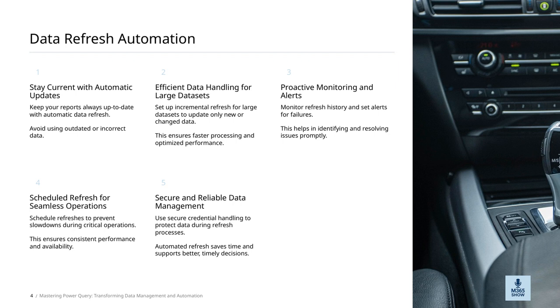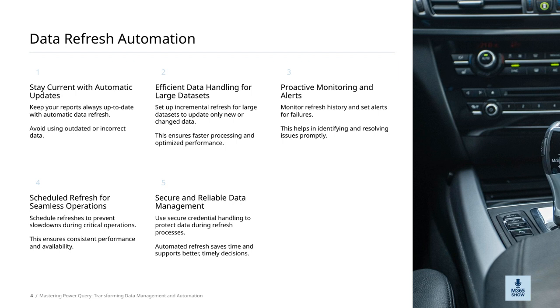First, it's crucial to use secure credential handling. Protecting our data during refresh processes ensures that sensitive information stays safe and that our data remains trustworthy. Security should always be a top priority. Next, automated refreshes save us a lot of time. Instead of manually updating data, scheduled refreshes enable us to get fresh data automatically, which supports better and more timely decision-making. This is all about working smarter, not harder.